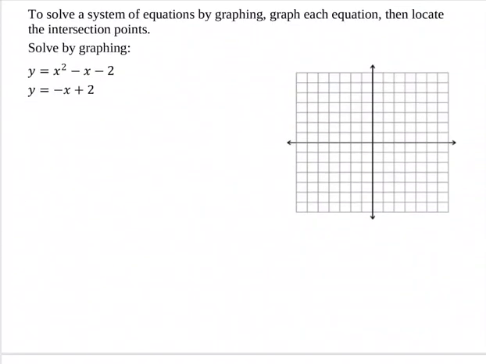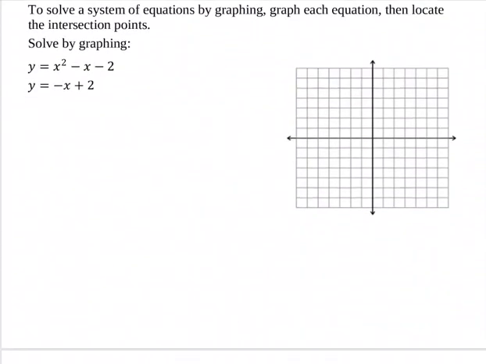To solve a system of equations by graphing, we'll graph each equation just like we did back in chapter 6 with the lines, and then we'll locate any intersection points that we might have. So graph the first one. How would we graph that top equation? What does it look like? Is it a line? Is it a parabola? Is it something else? It's a parabola, yep.